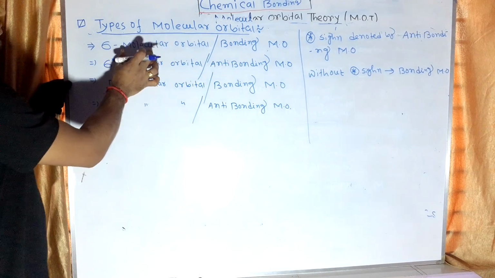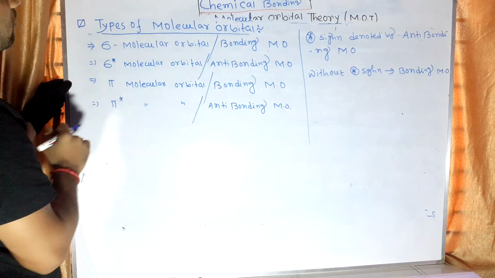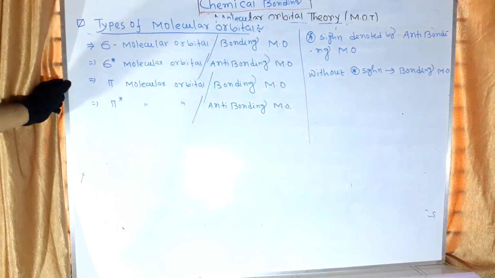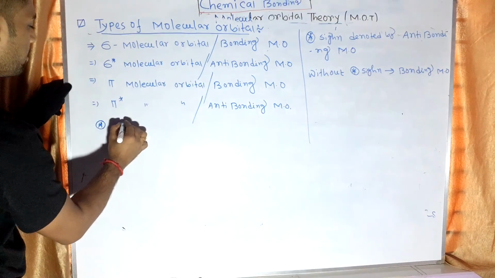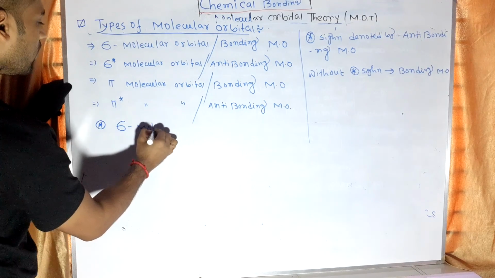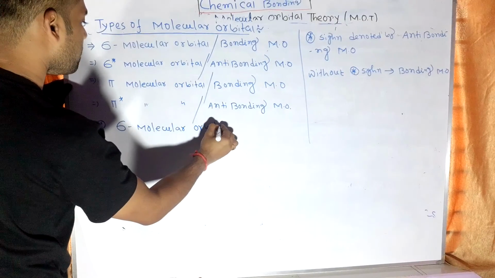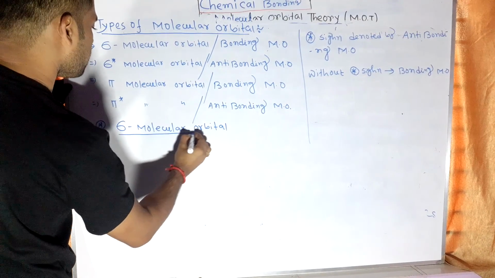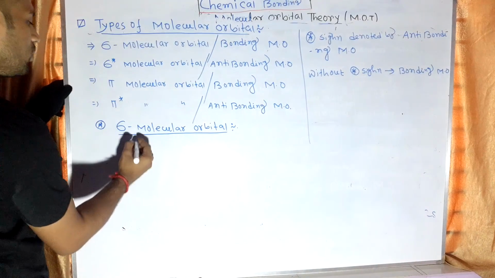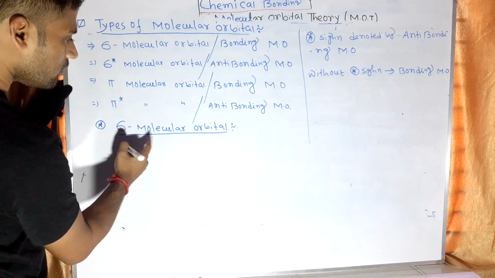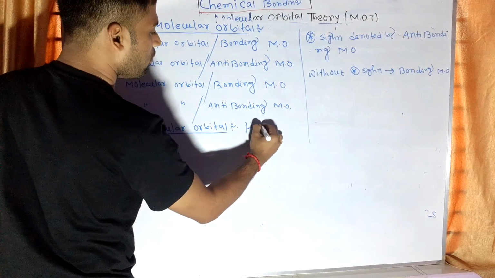Then, how it is formed: sigma molecular orbital or bonding molecular orbital, how is it formed? First I discuss the sigma molecular orbital. We consider the sigma molecular orbital, how it is formed.